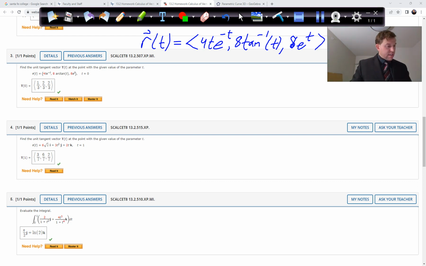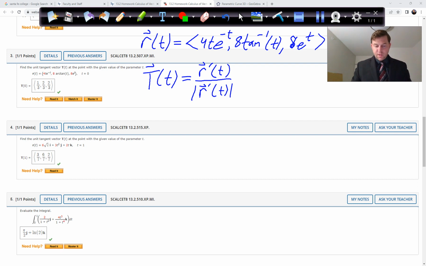Okay, and to do the unit tangent vector, we need to have the equation that looks like this. Tangent vector as a function of t is the derivative of the vector equation divided by the magnitude of the derivative of the vector equation. And it turns out to be nicer if we're given a point. So it says at t equals 0.